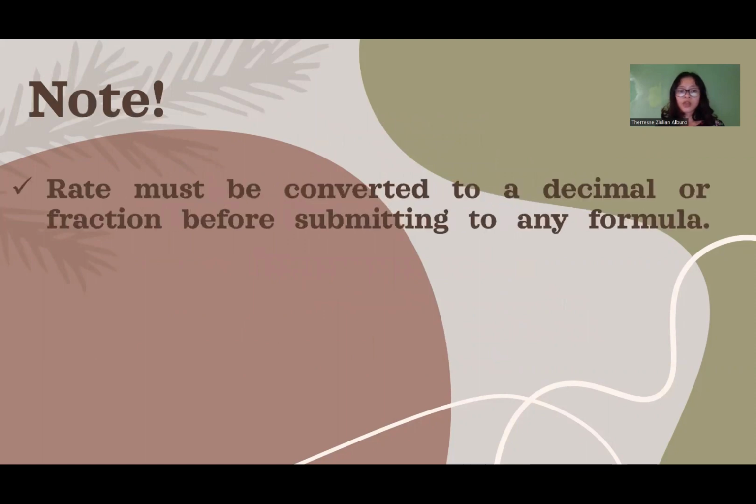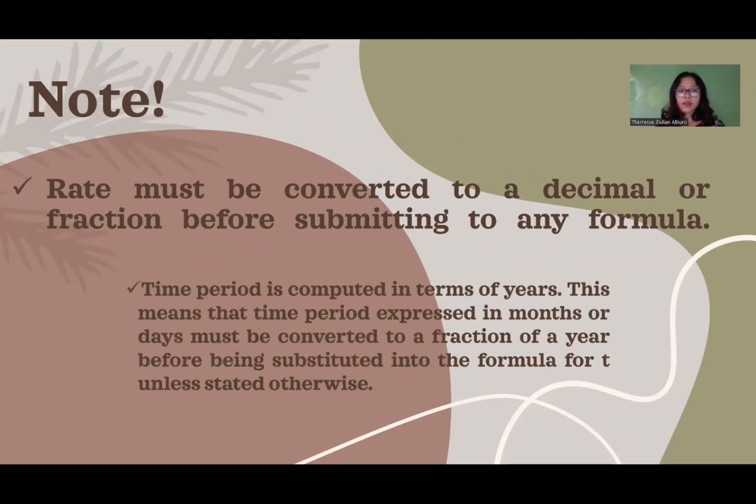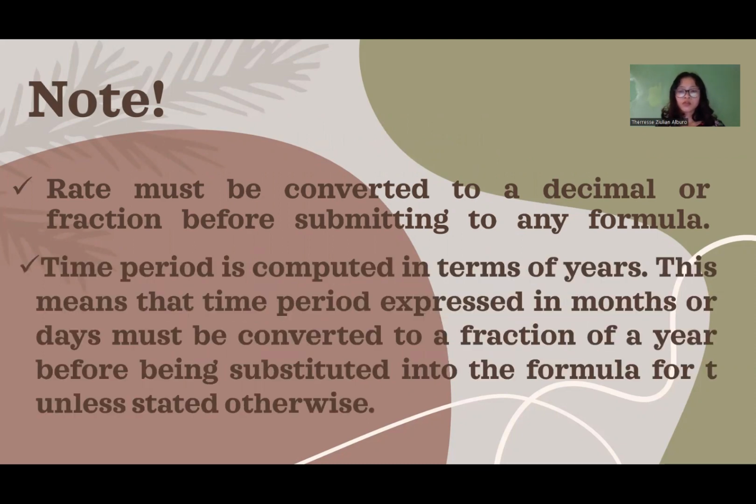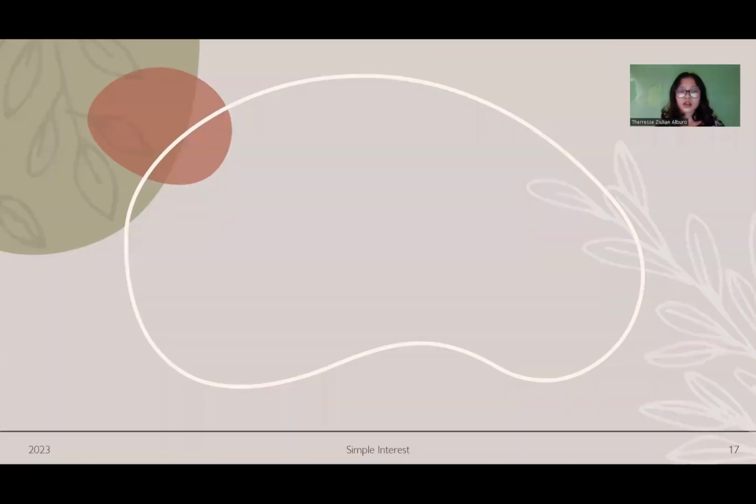We have to take note that the rate must be converted to a decimal or fraction before substituting into any formula, and the time period is computed in terms of years. This means that a time period expressed in months or days must be converted to a fraction of a year before being substituted into a formula for t, unless stated otherwise.